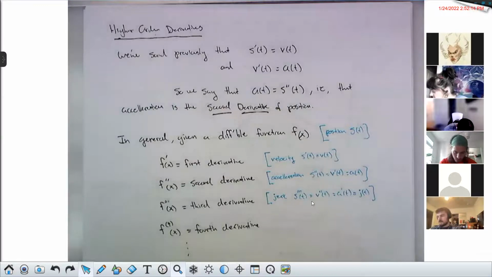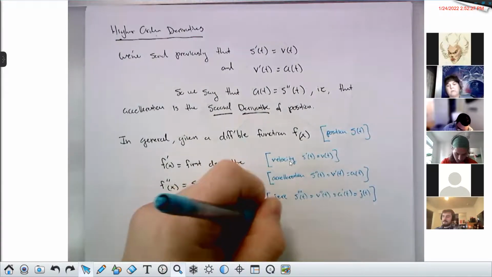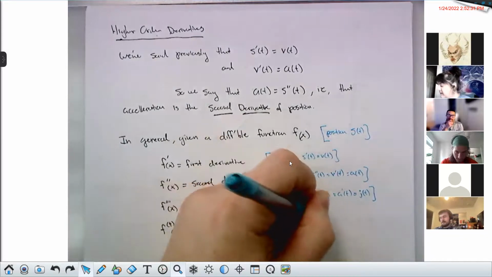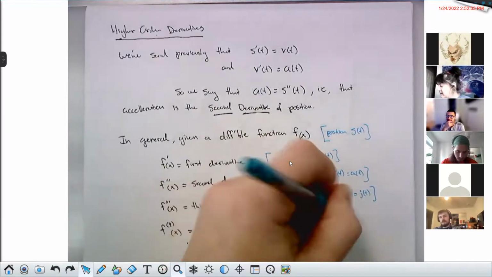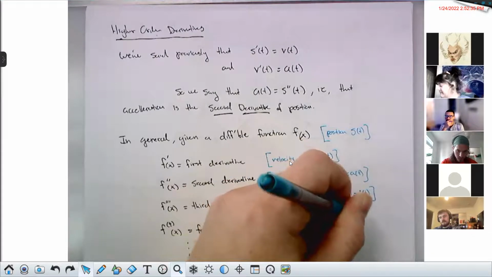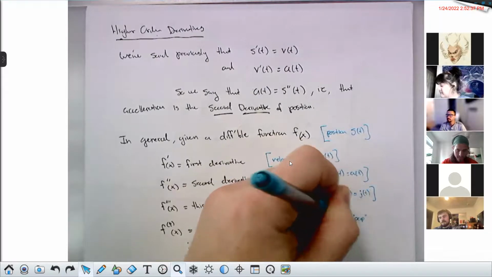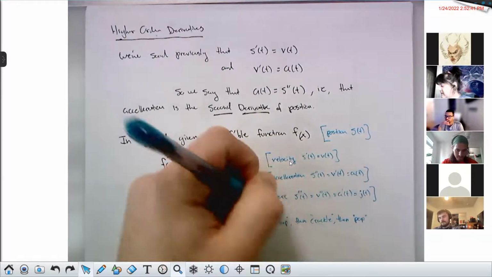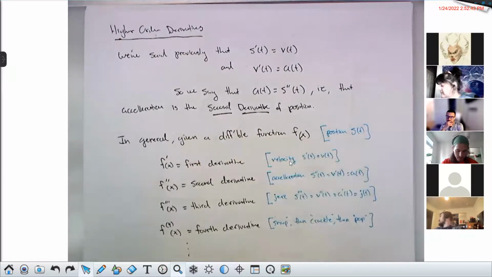After that, things just get silly. People at MIT decided to call the 4th, 5th, and 6th derivatives snap, crackle, and pop. I don't expect you to know anything besides position, velocity, and acceleration. But it is a fun fact that this next one is called snap, then crackle, then pop. I don't know the specific person that came up with these names, but clearly they like the Keebler elves.